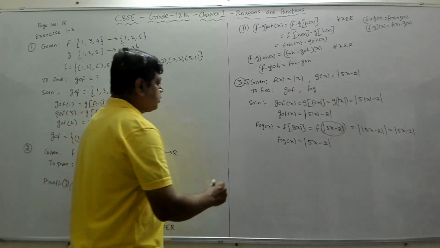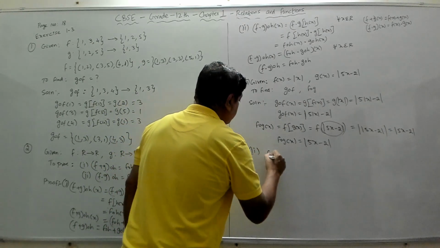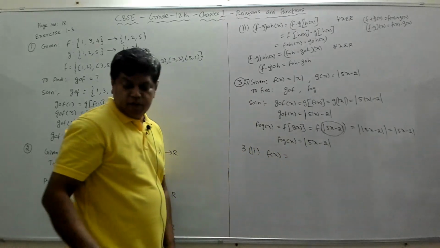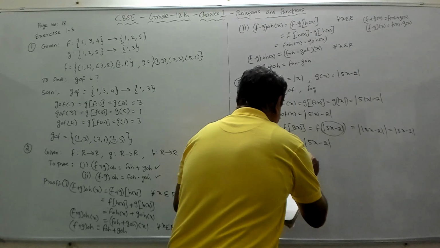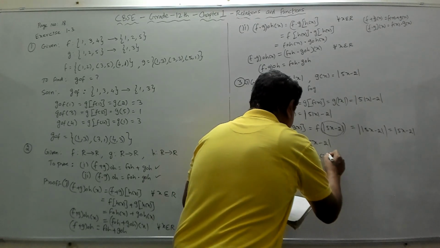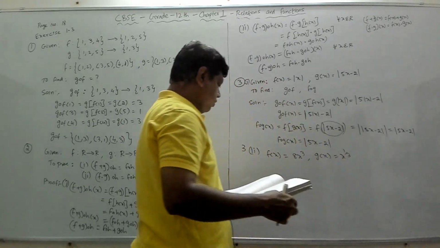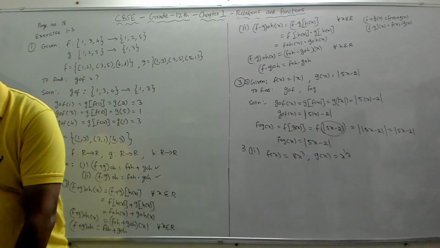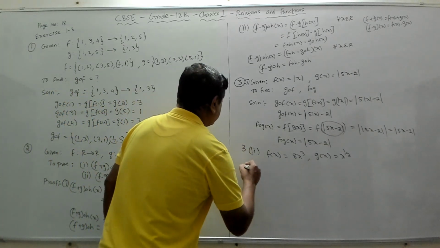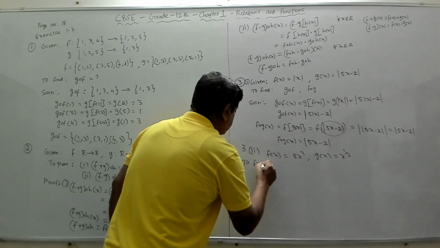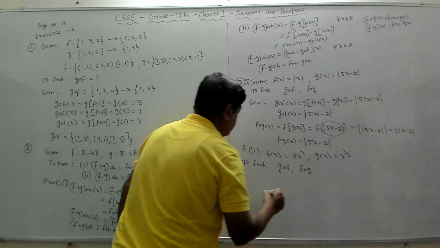Now the second part of the third question: f of x is given as 8x cube, and the g of x function is given as x power 1 by 3. Now we should find g of f and f of g, the same thing. So to find g of f, comma f of g. Now, the solution.